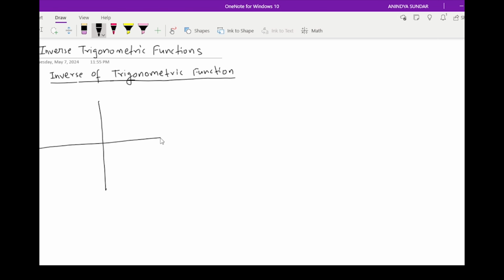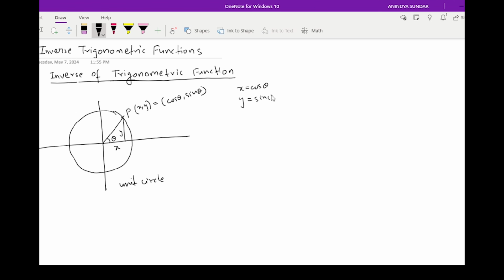So the cosine function comes from this particular unit circle. That means the radius is of length 1. If I take a point P here and the angle is theta, with coordinates x and y, then P will be x comma y, and this is also the same as cos theta comma sin theta. You can see that x is cos theta here and y is sin theta.